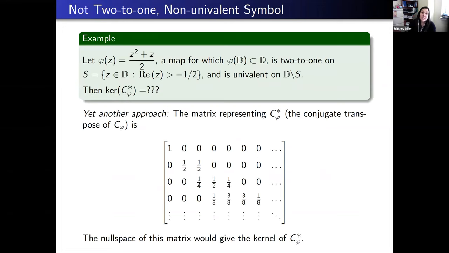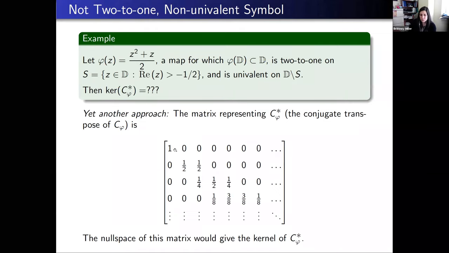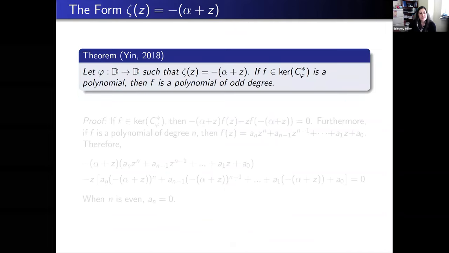On the other hand, they tried it another way by finding the matrix representation of C phi star, which is just the conjugate transpose of C phi. And so we see the powers of one half along the diagonal here, which is the derivative at the Denjoy-Wolff point. Of course, this is what we would expect to be on the diagonal because of what we know the spectrum to be for C phi. Again, their goal was to try to find the null space of this type of matrix to get the kernel of C phi star. But if I remember correctly, they didn't get very far because they didn't quite know how to deal with infinite dimensional things.